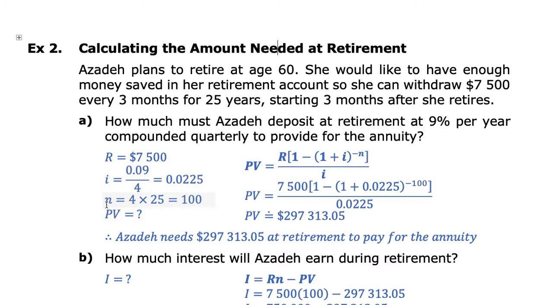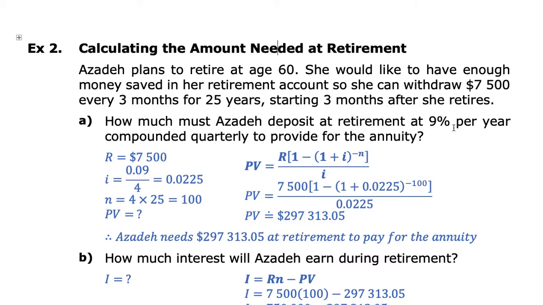The number of compounding periods, if it's 4 times per year and this is for 25 years, would be 100 payments or 100 compounding intervals. So what's unknown is the present value, and we can substitute into our equation and solve and determine that this is $297,313.05. So that's how much money needs to be paid at the beginning of retirement to keep receiving these payments.